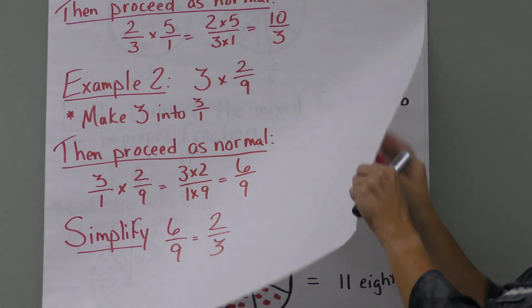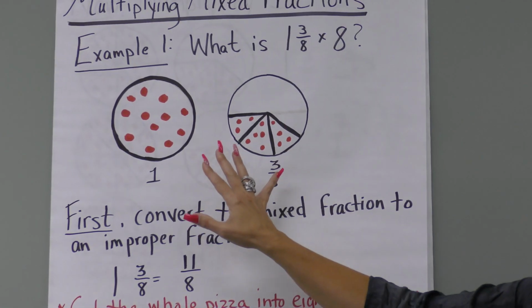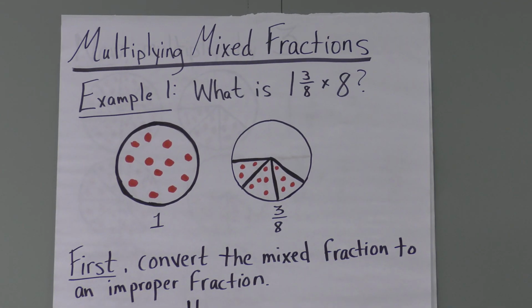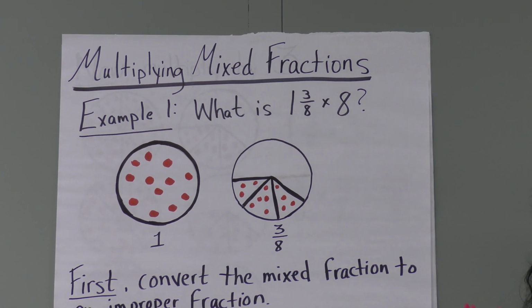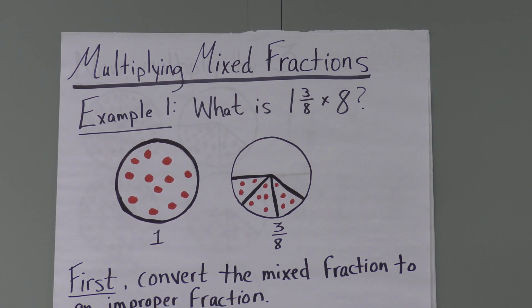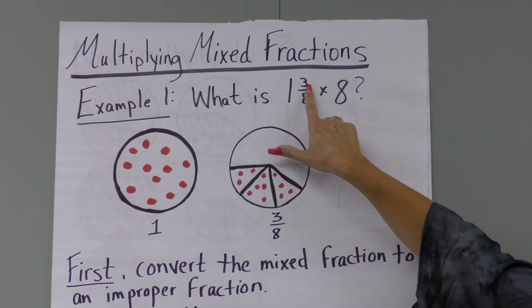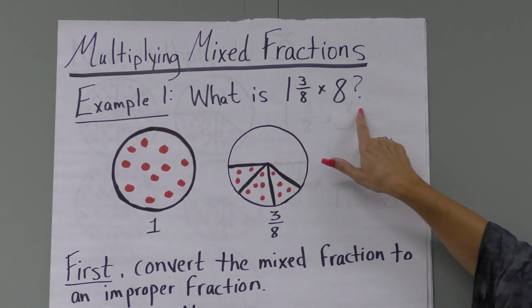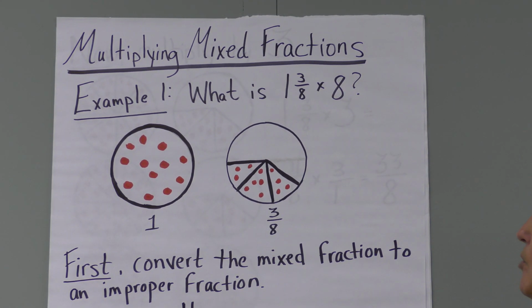All right, let's look here. We also want to look at multiplying mixed fractions. So a mixed fraction is a whole number with a fraction with it. That's a mixed fraction. We're mixing a whole number with a fraction. So our first question is, what is 1 3/8 times 8? Let's go back to our pizza example so we can kind of visualize this.